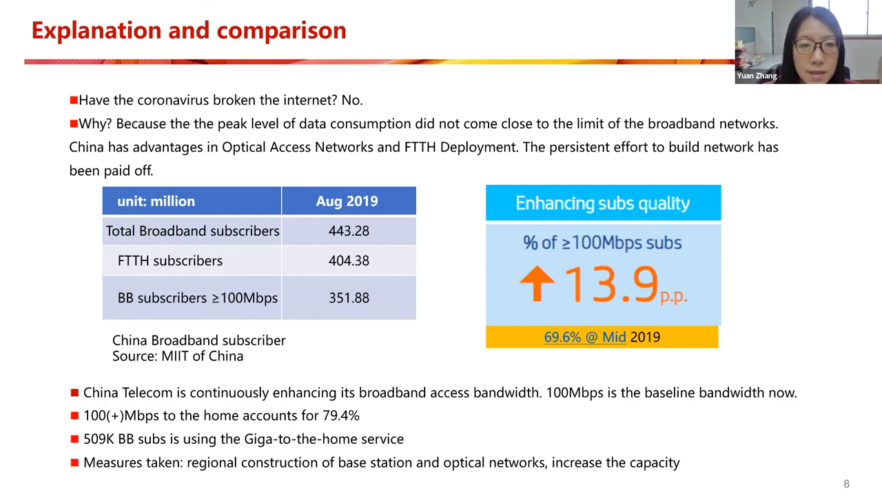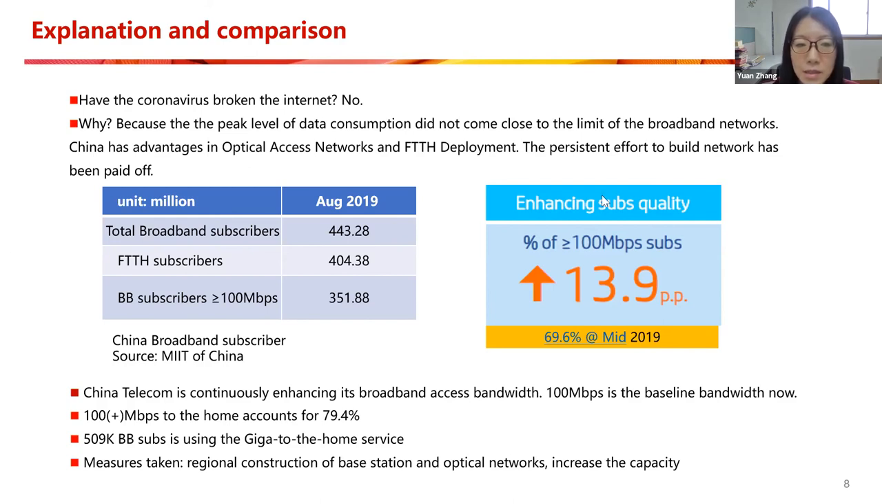The total broadband subscribers in China until last August is more than 400 million, and the fiber to home subscribers also exceeds 400 million, and the broadband subscribers with bandwidth more than 100 megabit per second is about 350 million. So what does this say? It means that the peak level of data consumption did not come close to the limit of the broadband network. So we have advantages in optical access networks and fiber to home deployment. The persistent effort to build the network has paid off.